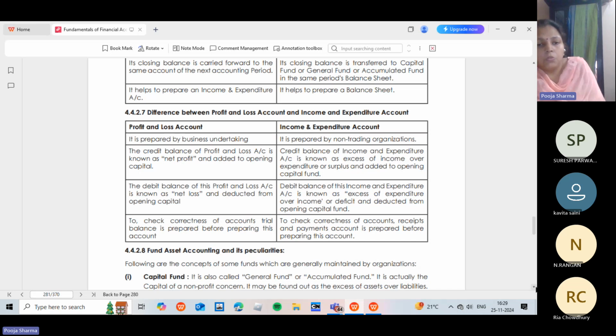To check the correctness of accounts, a trial balance is prepared. Here we prepare the receipt and payment account. Both are similar, but there is one little difference. In the trial balance, all the entries from the ledgers are posted, while in receipt and payment, all the cash transactions of both natures are recorded.